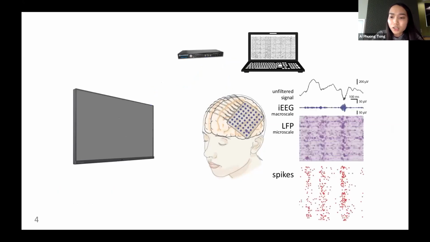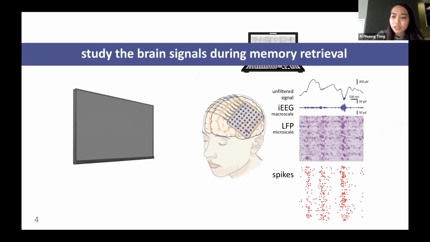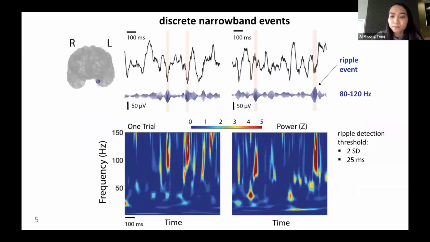And then we take the recordings offline and we can assess the ripples and the high frequency activity at the macroscale and at the microscale and compare it to underlying spiking activity. And we can assess how these signals are related during memory retrieval.